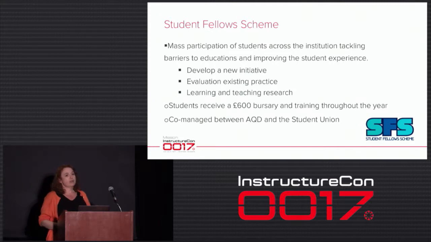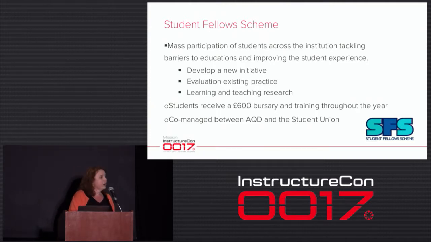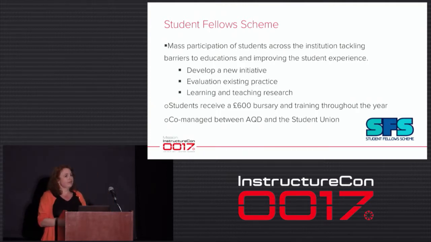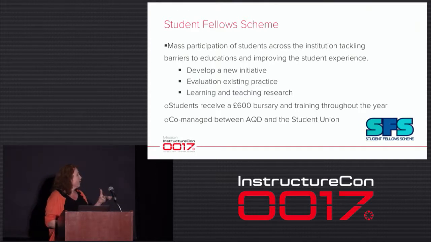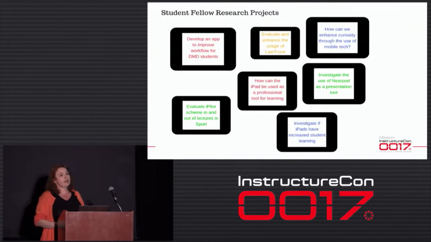Core to that is something we call the Student Fellow Scheme, where we have over 100 students now who've done a project where they get a £600 bursary, they get some training in research methods, and they conduct their own research into how they can improve some aspects of their student experience within their program. It's a really successful initiative, fantastic results that directly lead to change within the university. And it's co-managed between other members of my department and the student union. So this was built into the iPilot from day one.